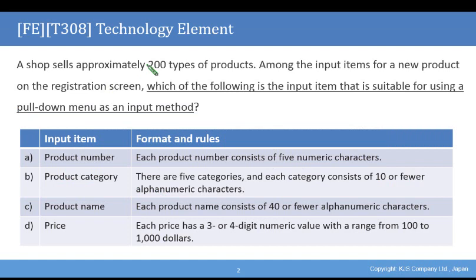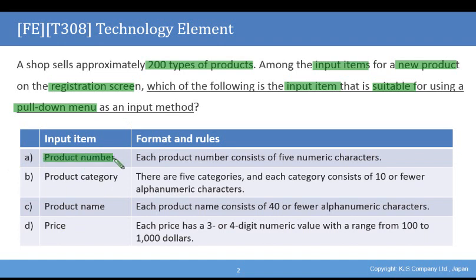FET308 Technology Element. A shop sells approximately 200 types of products. Amongst the input items for a new product on the registration screen, which of the following is the input item that is suitable for using a pull-down menu as the input method? We have a list of input items here and then a list of formatting rules.